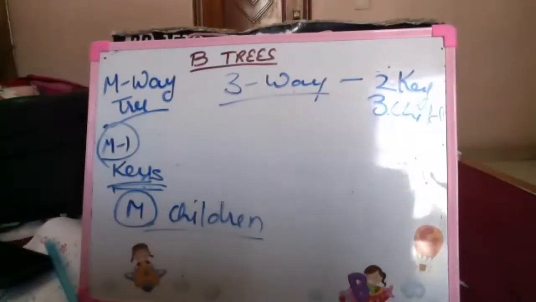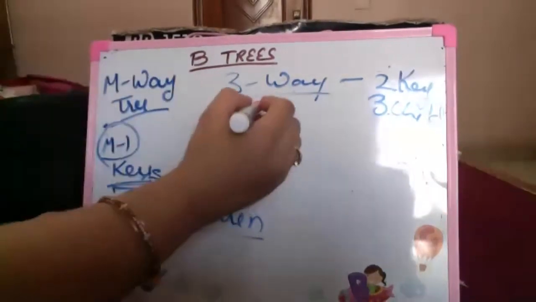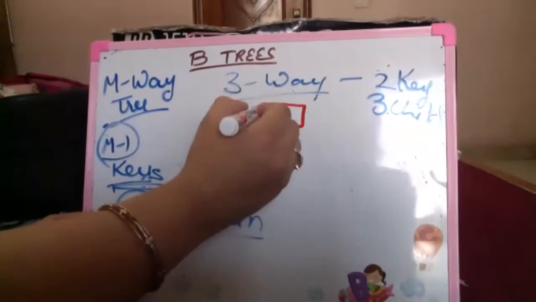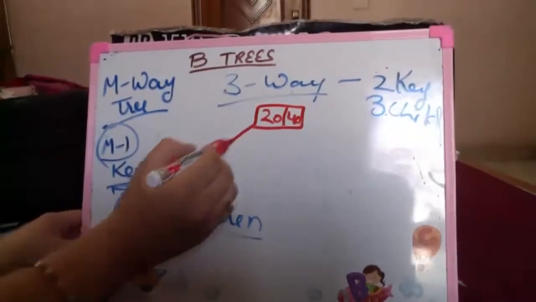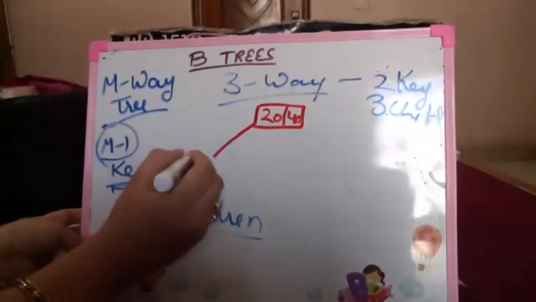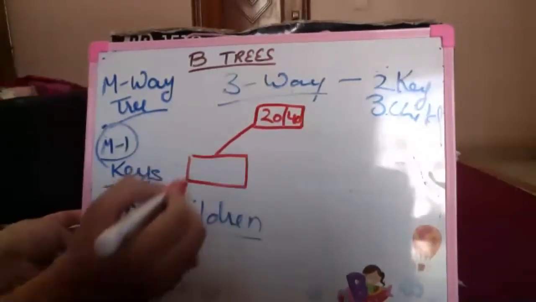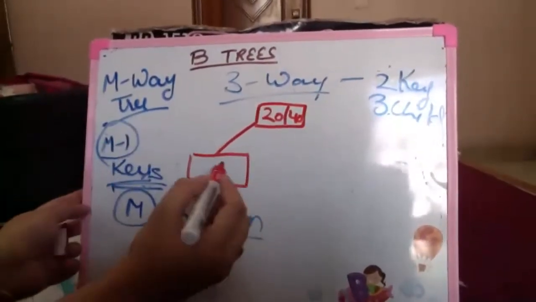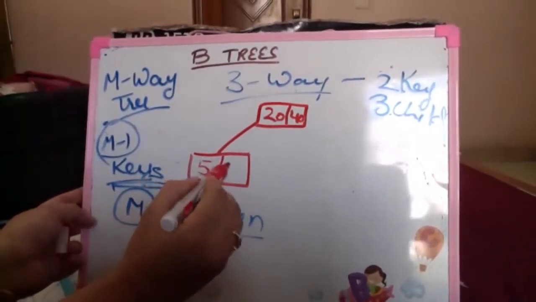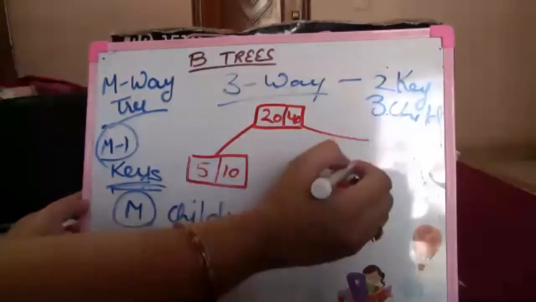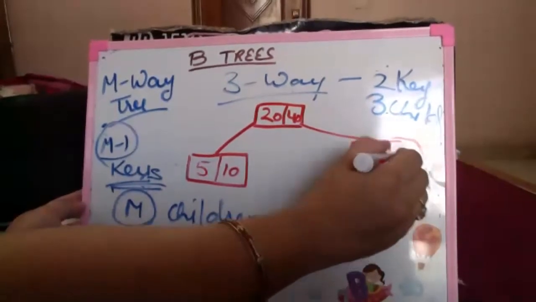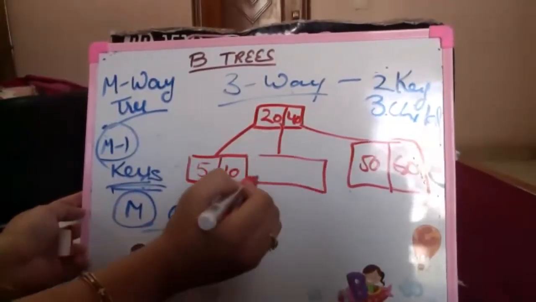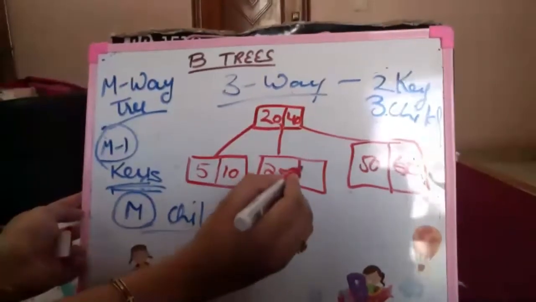So if I try to represent, just for an example of a three-way tree, every node can have two keys. Supposedly I am storing a 20 and a 40 in the root node. It can have 3 children. I'm again repeating, and every node can again have 2 keys and again 3 children and so on. Supposedly it is having a 5 and a 10. I'll just explain how this is happening. It has a right child which is having a 50 and a 60, and it is having a middle child also which is having, say, values 25 and 30.